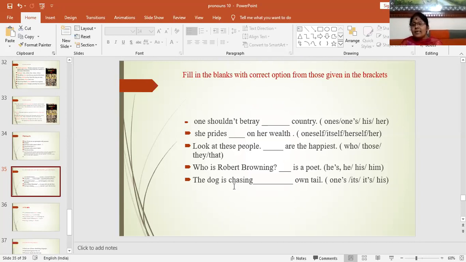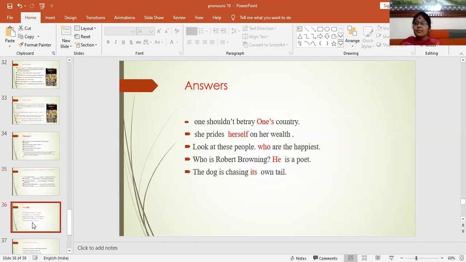The dog is chasing dash own tail. One's tail, its or his. Now if you have done the answers, let us check with the answers. Now here, one shouldn't betray one's country. It's a possessive pronoun, right? So in certain cases, in possessive pronouns, we use an apostrophe, but otherwise we don't use, right?